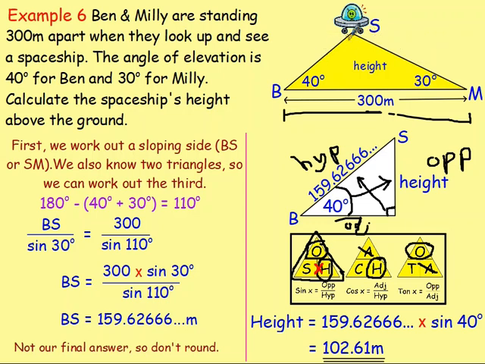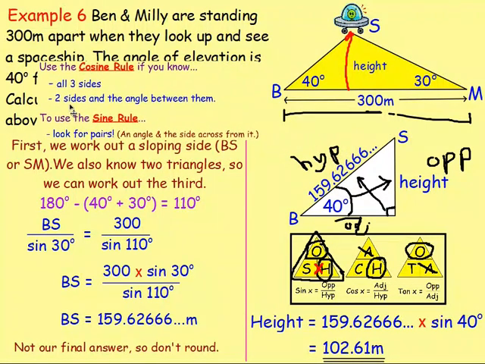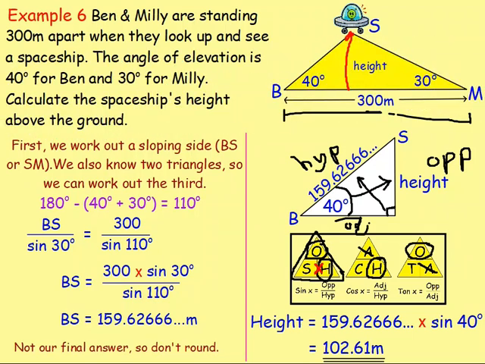It is the distance from the spaceship down to the ground. It's that 102.61 meters, with the wonkiest line ever. As I said, that type of question is fairly common in the exam because it's not just a straightforward use the cosine rule or use the sine rule. There's other bits that you have to consider. Good luck.